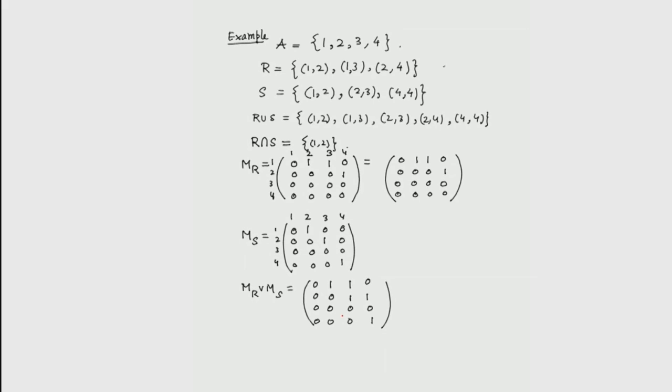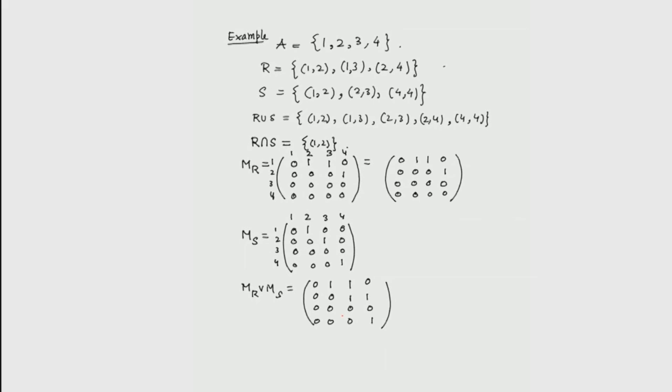if we compare the elements of MR and MS, then the first three entries are zeros in both the matrices, therefore the result is 0. Only in the last one in MS, the 4-4 entry is 1. So, therefore, I will put a 1 over here and in the rest of the cases it is 0.